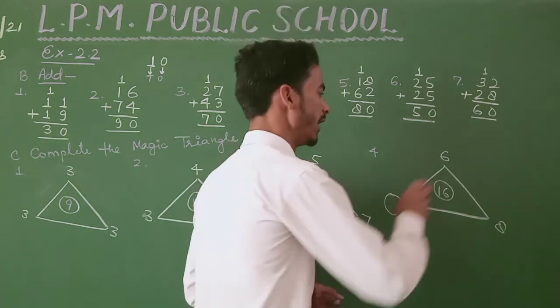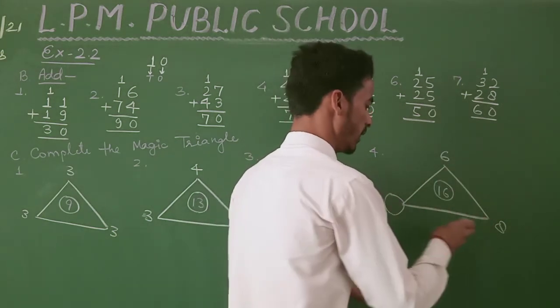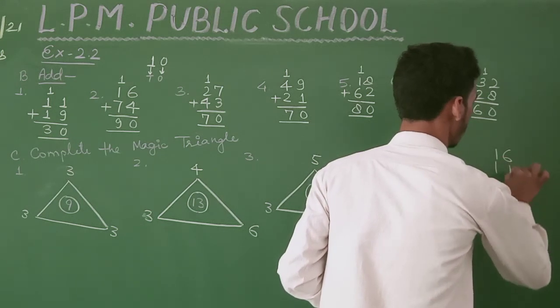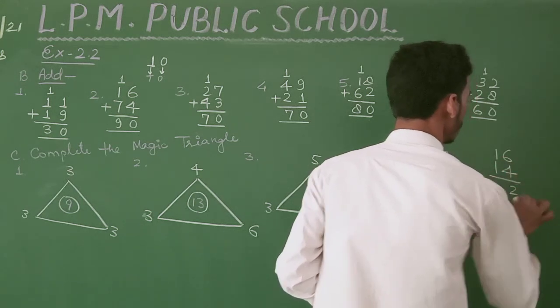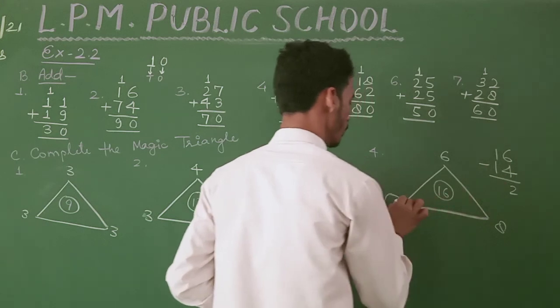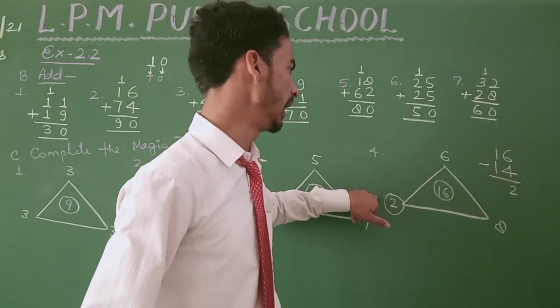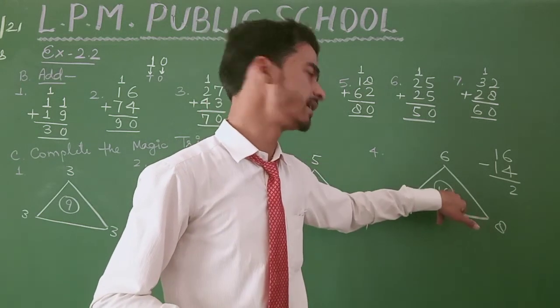Okay, so now we have to subtract 14 from 16. That is 2. So there will be 2. Okay. You can check it. 6 plus 2 is 8, and 8 plus 8 is 16.